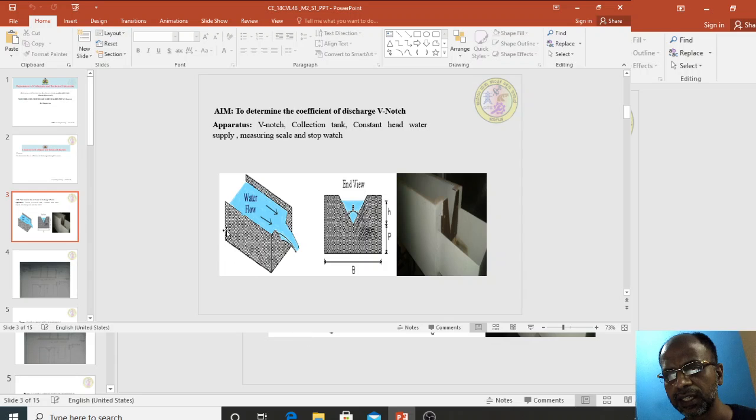You can see here the isometric view of the V notch. Here, the angle made by these two cutting edges, through which ejection of water takes place from the flow, plays a vital role, and this is your theta, the angle between the two cutting edges.